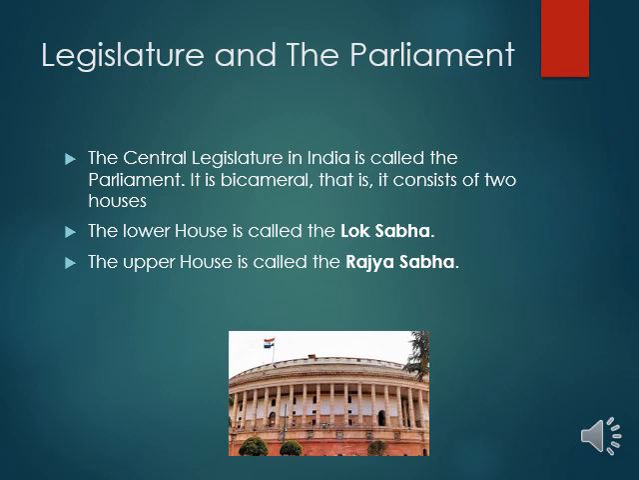If we take the example of the central government, we have Lok Sabha and Rajya Sabha. And if we take the example of the state assembly or the state government, it is known as the legislative assembly and legislative council. The lower house is called the Lok Sabha and the upper house is called the Rajya Sabha.